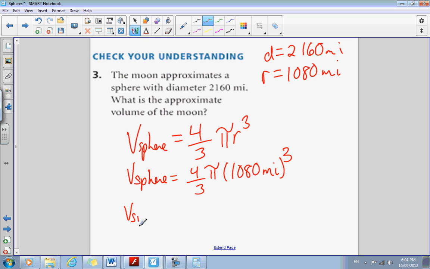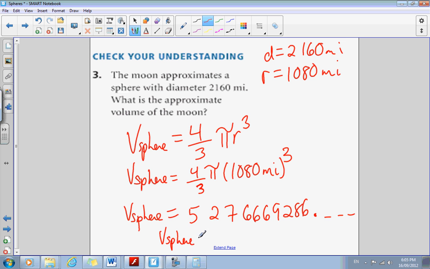And when you do that, you get the volume of the sphere equaling 5,276,669.286, and then there's a decimal and a bunch of numbers after the decimal. When you have a number this large, remember that we should be using scientific notation.